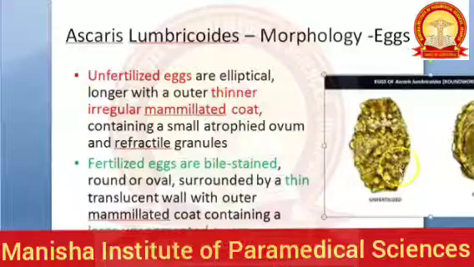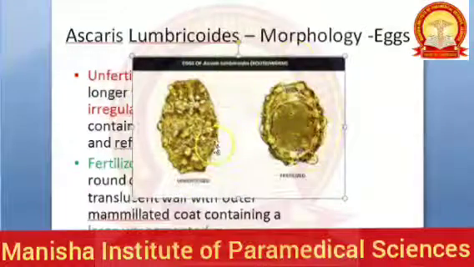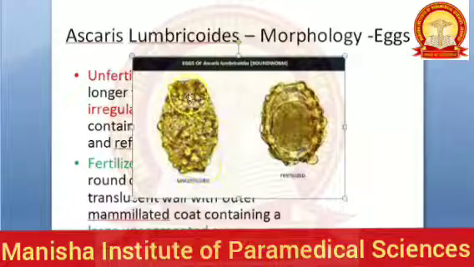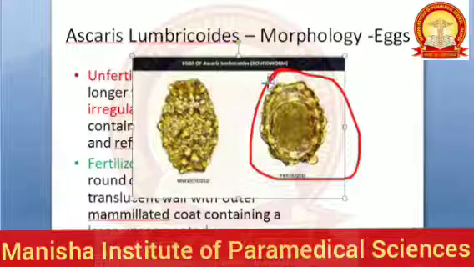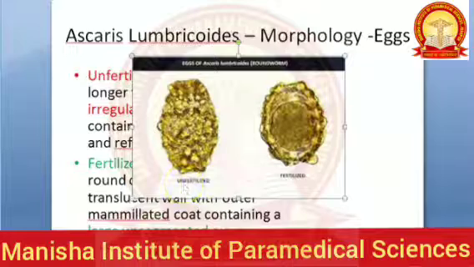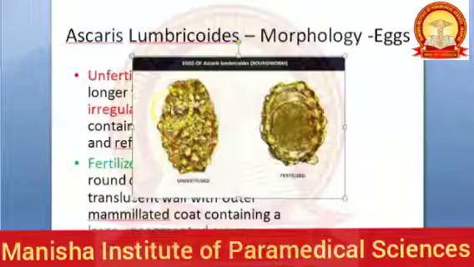Morphology of the eggs, we saw the unfertilized eggs versus the fertilized eggs. The unfertilized egg, basically you cannot see anything. They're all full of granules. Fertilized one, you can see a large unsegmented ovum inside. Can you see it? Large unsegmented ovum, this one.